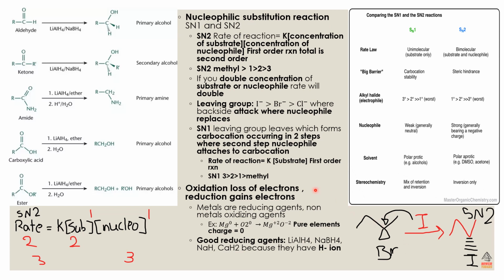And then the rate of the reaction is K times the substrate, and it's a first order reaction. So it's kind of straightforwardly directional: if the substrate doubles, then the rate of the reaction doubles. With the SN1 reaction, it's actually the opposite though. The SN1 reaction prefers a tertiary over a methyl. So it goes tertiary, secondary, primary, and methyl.